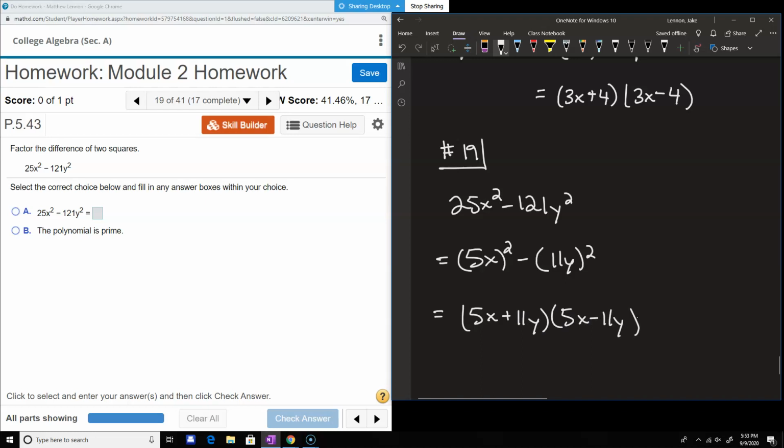And if you can't tell if it's a perfect square, what can you check on your calculator? You can just use the square root button, right? You can say, okay, well, what's the square root of 121? If it comes out nice, you know it's a perfect square.